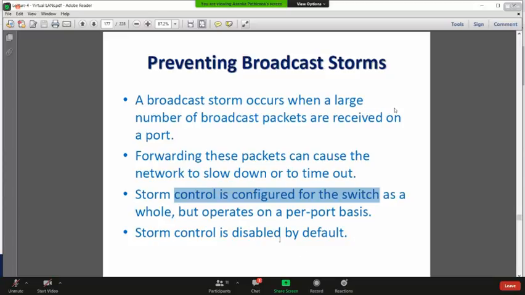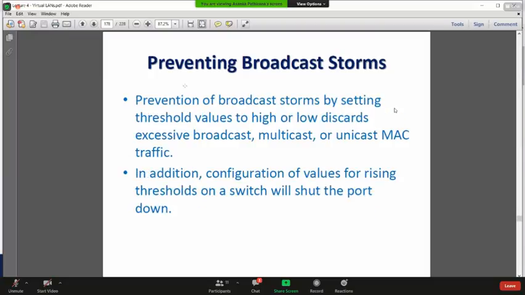Storm control is disabled by default. Right? By default storm control is disabled, but you can enable it and configure it for the switch as a whole, but operate on the per port basis. In this case, I'm just thinking the layer 3 feature should be comprised, no, to deal with the broadcast storm. So I think this is only about the VLAN capable switch, which has some layer 3 functionalities. Let's move forward and see.